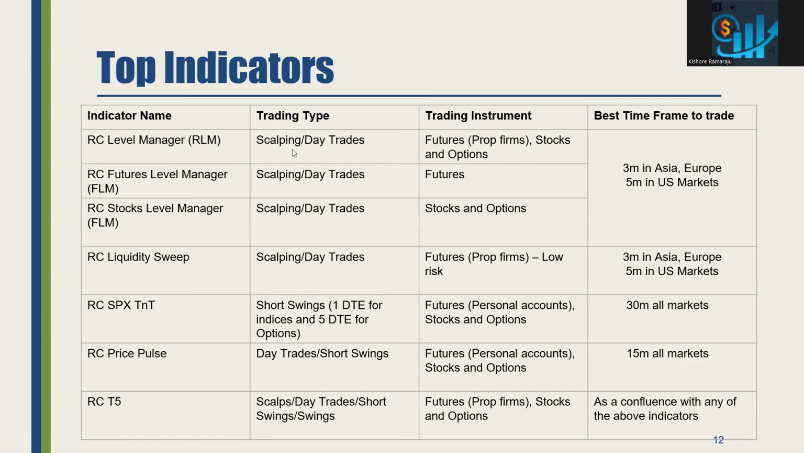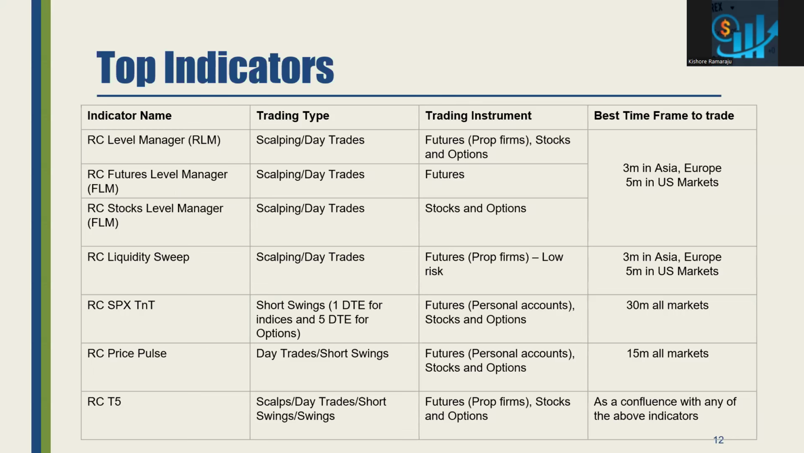Again, RC Level Manager is mainly for scalping, day trading, futures, stocks, and options. We use 3 minutes in Asia and Europe time, whereas we use 5 minutes in the US market. Futures Level Manager is mainly for futures. RC Stocks Level is for stocks and options, whereas RC Level is for everything. The concept is the same for RLM, FLM, and SLM: basically, using the levels you determine.